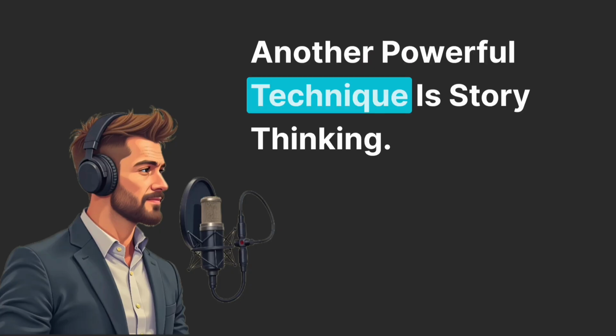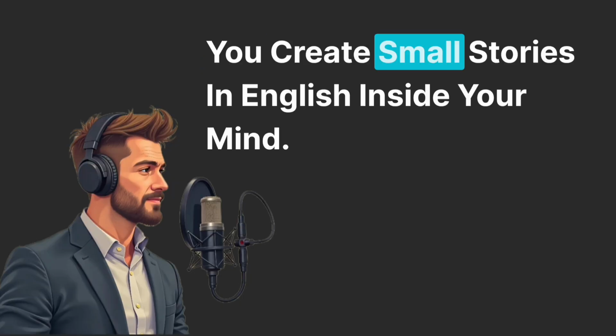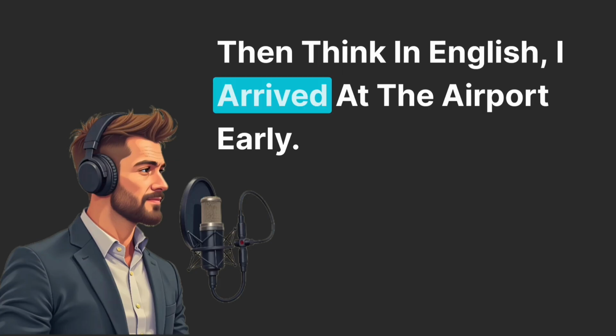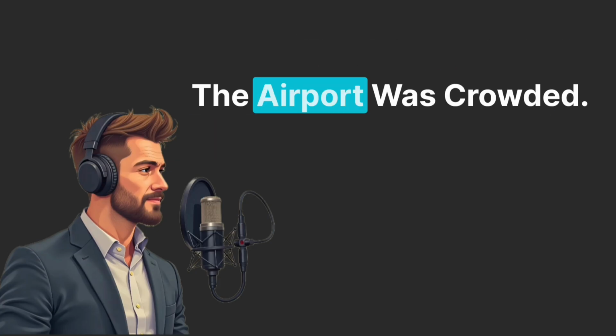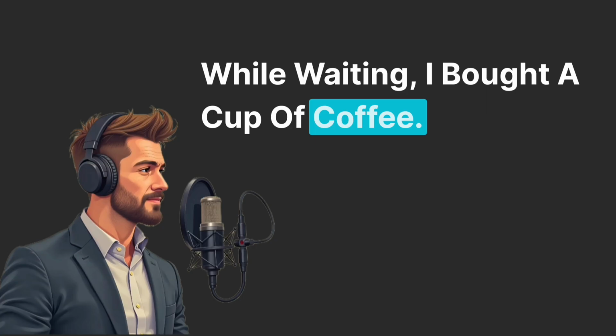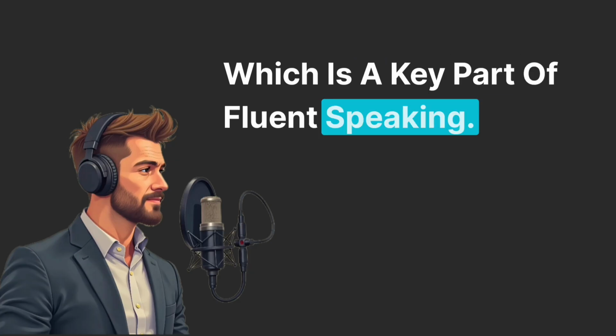Another powerful technique is story thinking. Instead of thinking random words, you create small stories in English inside your mind. For example, imagine this situation. You are going to the airport. Then think in English, "I arrived at the airport early. The airport was crowded. I checked my luggage and waited for my flight. While waiting, I bought a cup of coffee." Creating stories trains your brain to connect ideas in English, which is a key part of fluent speaking.